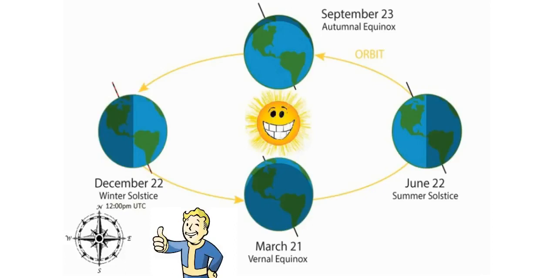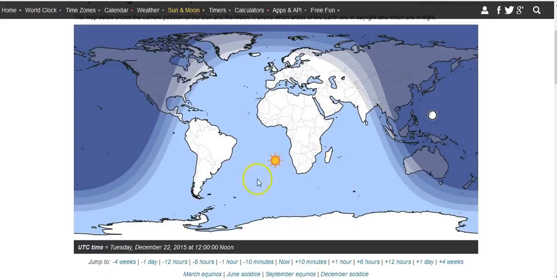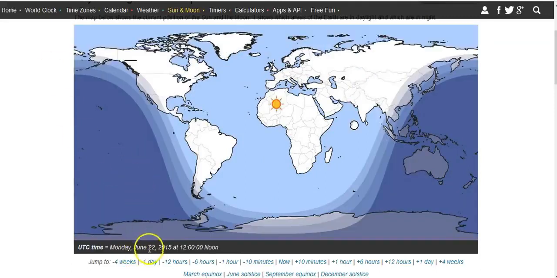The sun would be directly overhead. If you notice though, during the winter solstice, the sun would be to the east or to the right of Earth, because we're going around the sun as well as rotating. Well, if we look at this, it shows December 22nd at 12 noon. The sun is exactly where it should be, and that's where it always is. This is June 22nd at 12 noon. The sun is still exactly where it should be. It's still right above Africa.